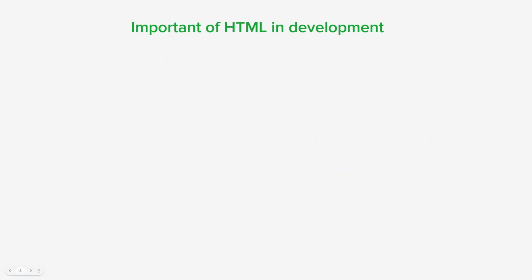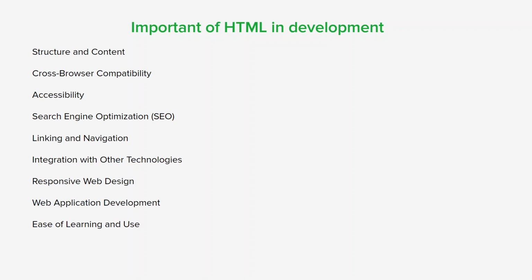So HTML is really important in development. It plays a crucial role in web development and is of significant importance for several reasons. HTML provides the fundamental structure and organization of web pages. It defines the layout, headings, paragraphs, lists, and other essential elements that make up the content of a website as well. HTML is a standardizing language, ensuring that web pages are rendered consistently across different web browsers and devices. This is crucial for delivering a consistent user experience to a diverse audience, and is also known as cross-browser compatibility.